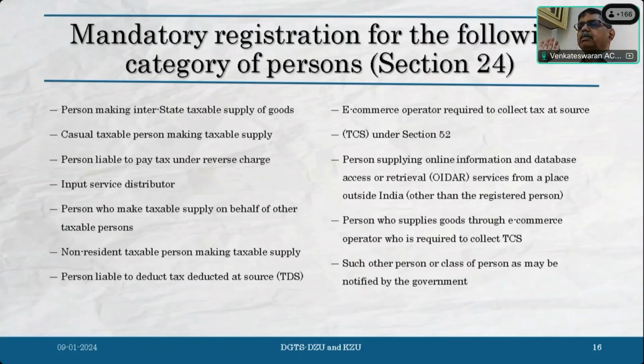Then input service distributors and government agencies have to take registration as TCS, TDS deductors, and e-commerce operators have to get registration as TCS. Then OIDAR, those who are providing services across to non-governmental or non-taxable persons here in India, are liable to take a registration as OIDAR.